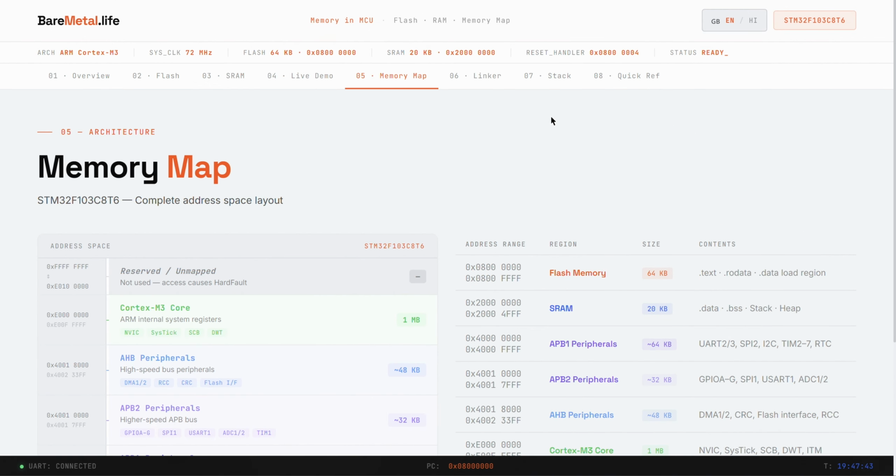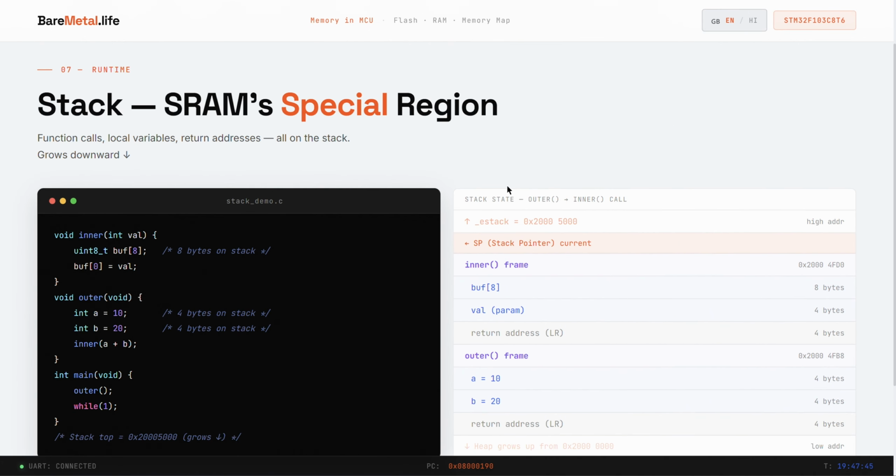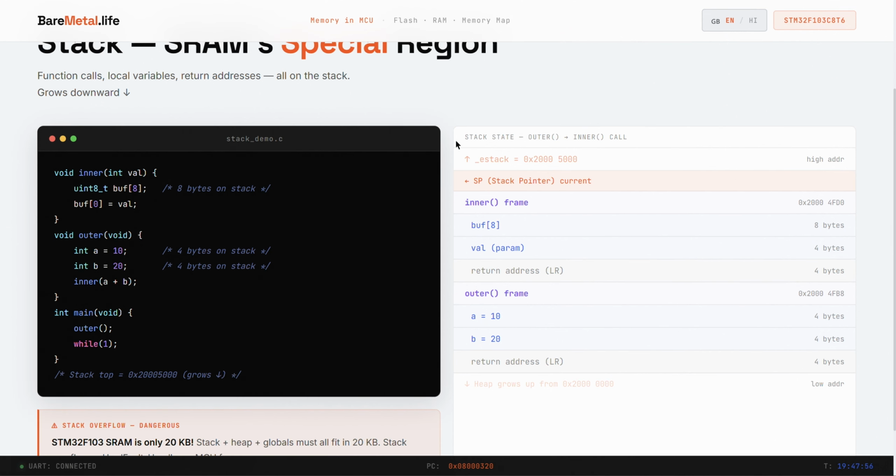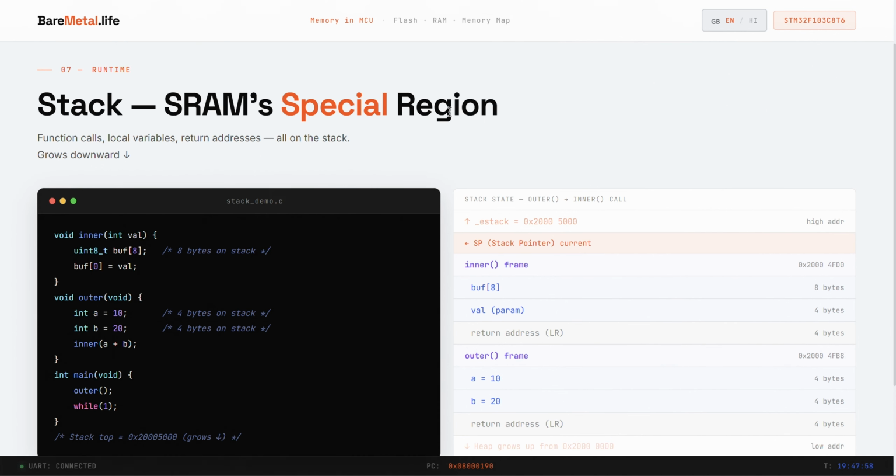Furthermore, let's talk about the stack, and this time we are going to understand it deeply. We already know that local variables are stored in the stack area of SRAM. But what exactly is the stack? How does it work? And why should you care? Let's break it down with a real example.